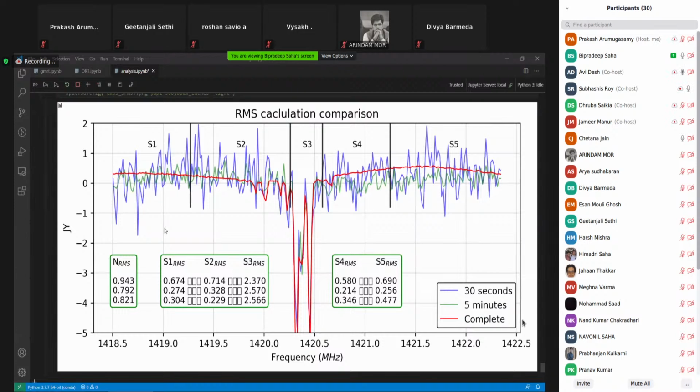I was wondering if at any given frequency, do they have an ensemble of points that they can estimate the RMS on?